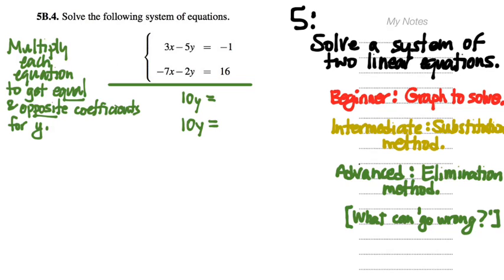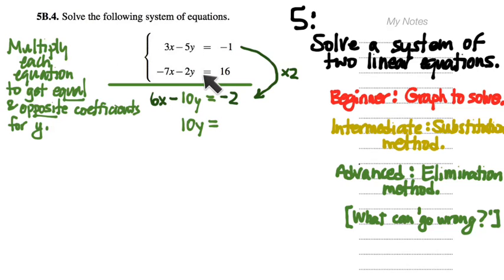In my first instance, what should I multiply that equation by? What should I multiply the first equation by to give me a coefficient of 10 on my y? Let's multiply the first equation by 2. And if I do that on both sides, then my left-hand side is going to be 6x minus 10y, and my right-hand side is going to be negative 2.